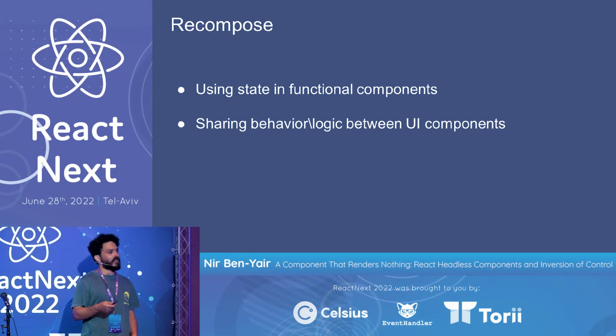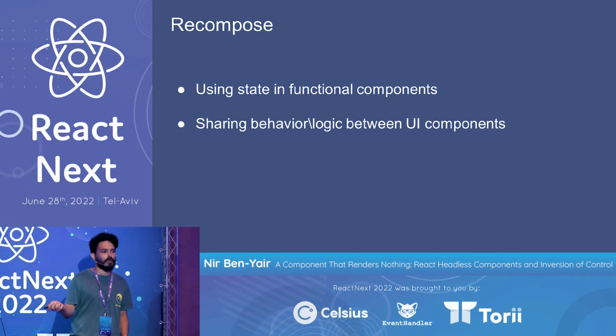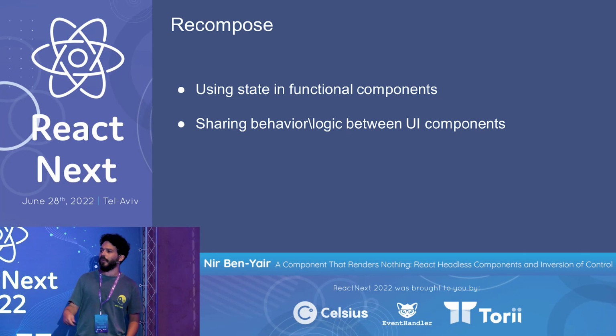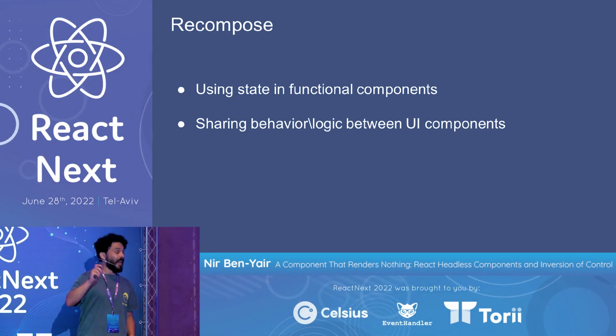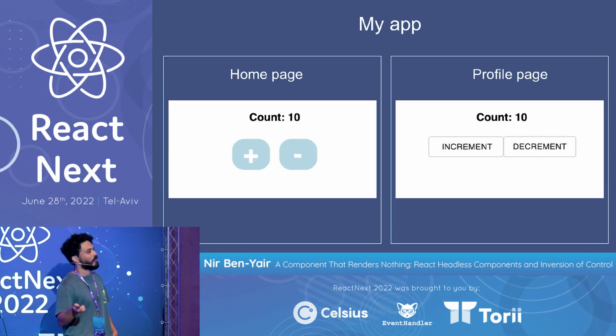The first one was using state in functional components. We could only do that in class components back then. And the second problem was sharing behavior or logic between UI components that need to behave the same but look different.